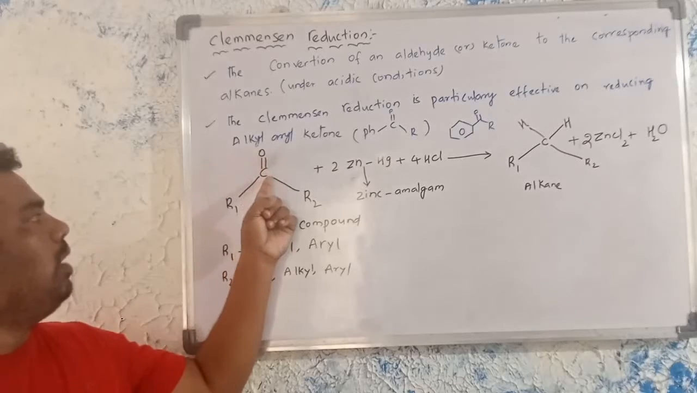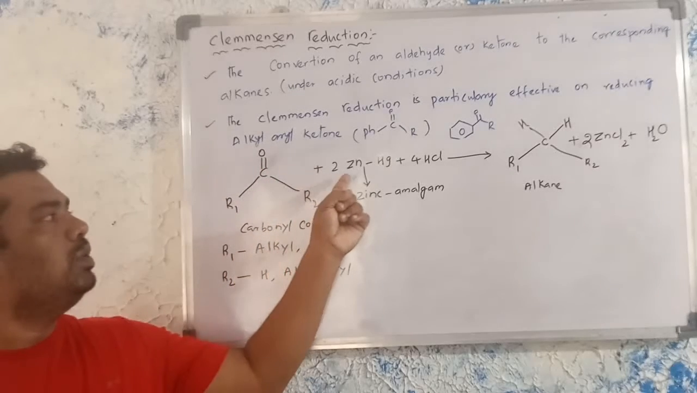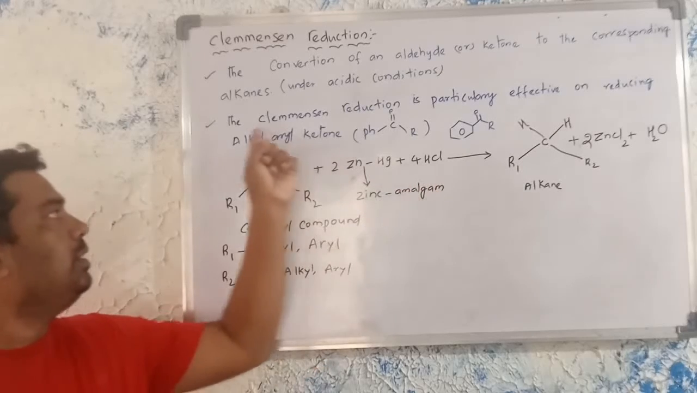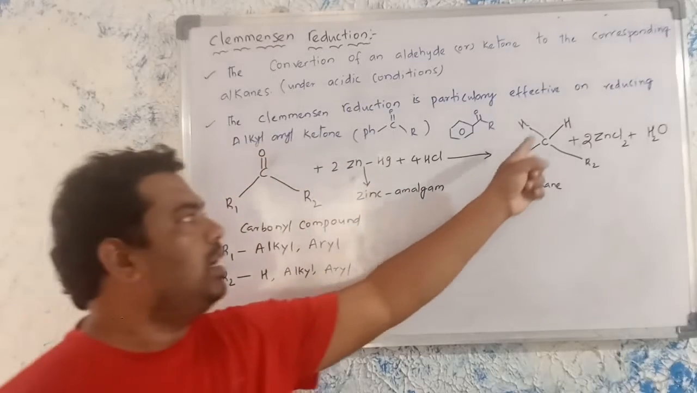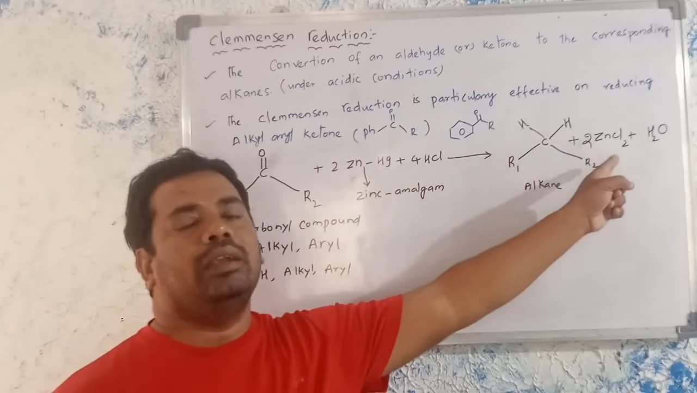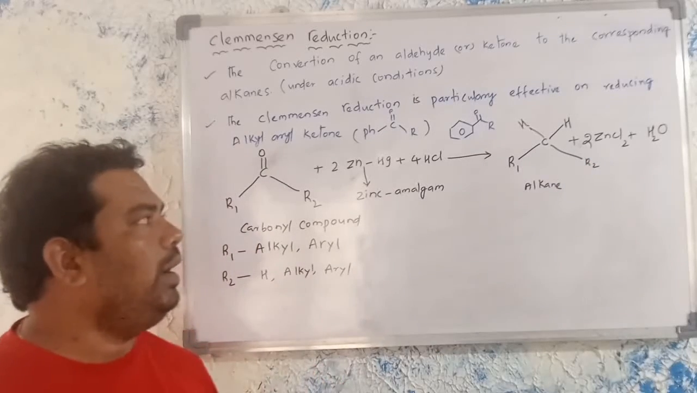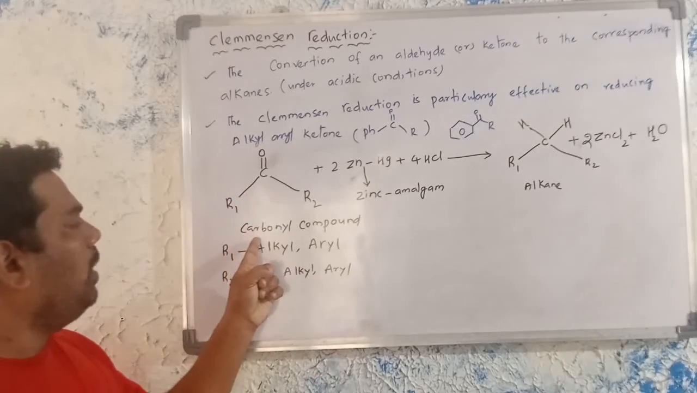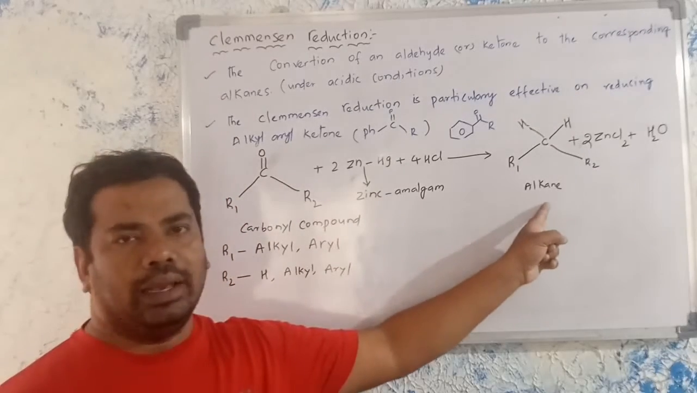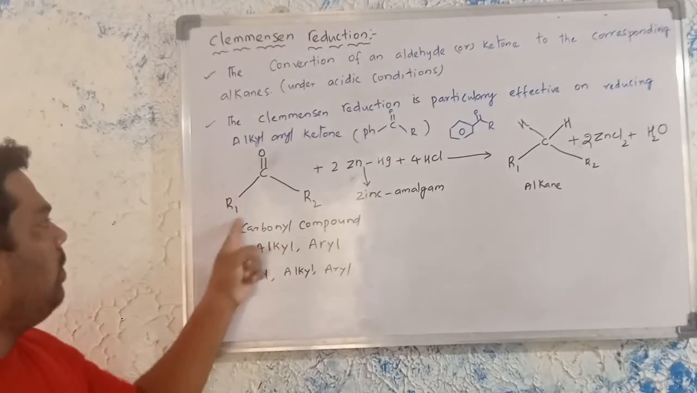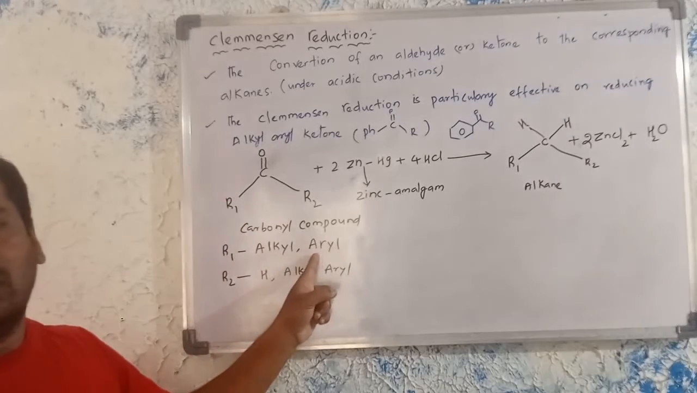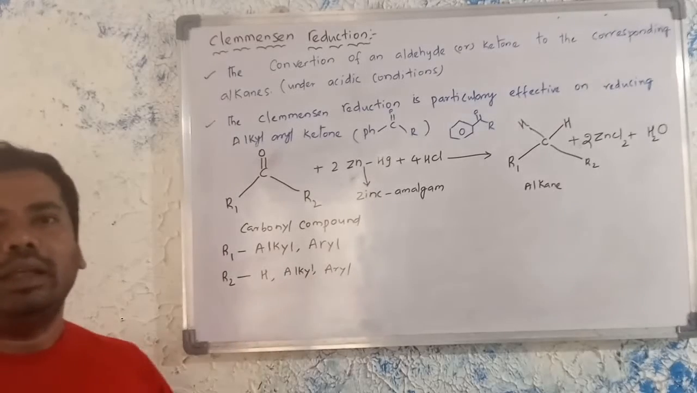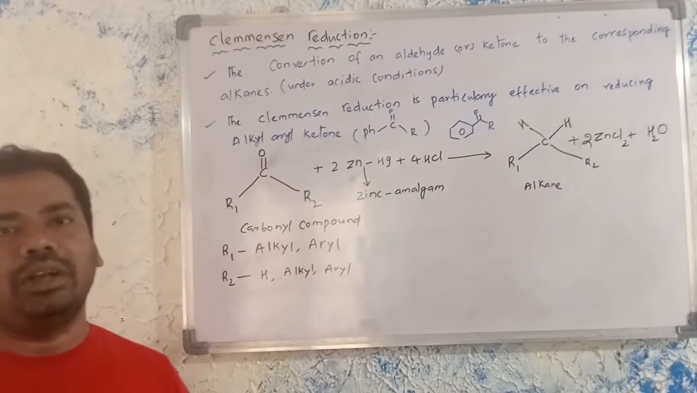R1 C=O R2, with zinc amalgam under acidic condition. The C=O group is converted into CH2, and the byproducts are zinc chloride and water. Here the carbonyl compound is converted into alkane. Here R1 may be an alkyl or aryl group, R2 may be hydrogen or an alkyl or aryl group. So this is a Clemmensen reduction.